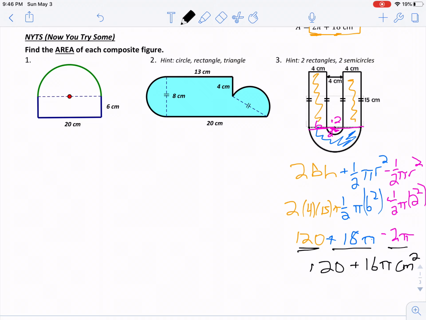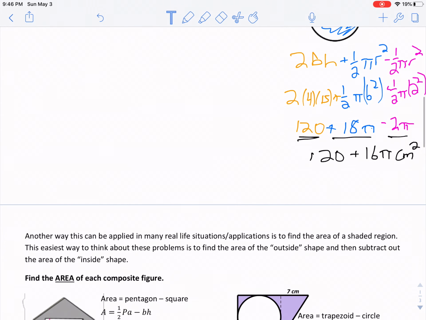All right. Number 2, your hint. You have a circle or 2 semicircles, however you want to think about that. You have a triangle right in there, and you have a rectangle. All right, number 1, you just have a semicircle and a rectangle.